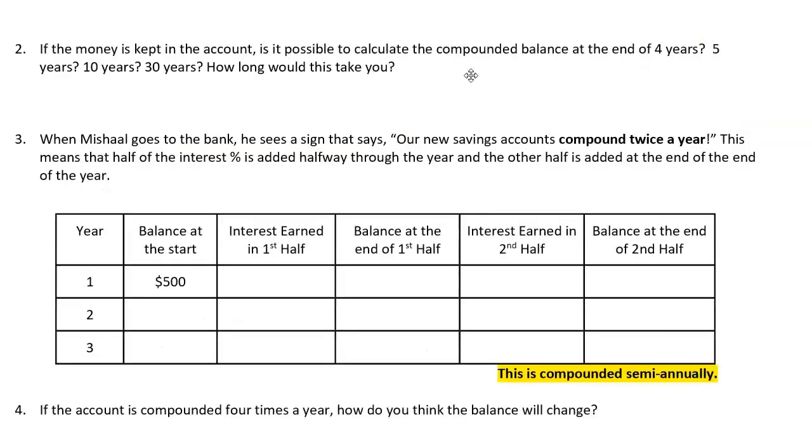Problem 2 says, is it possible to calculate the compounded balance at the end of 4 years? Yes, we can continue on. I didn't actually make a table for year 4, but at the end of the 4th year, the balance would be $584.93. The problem also asks, what about at the end of the 5th year? At the end of the 5th year, we would have $608.33. And then the problem says, can we find 10 years and 20 years?